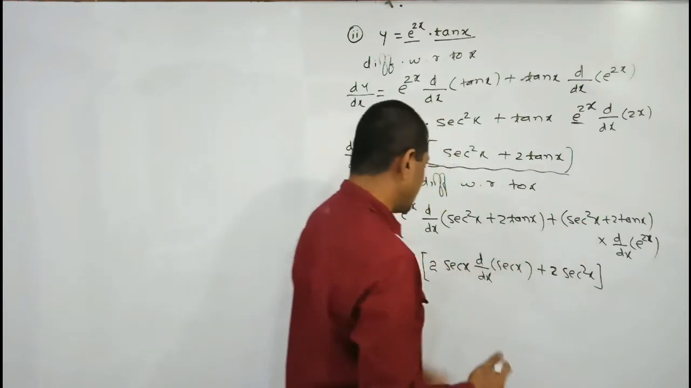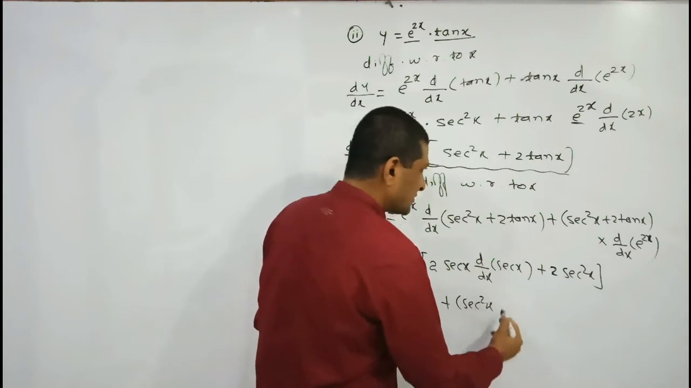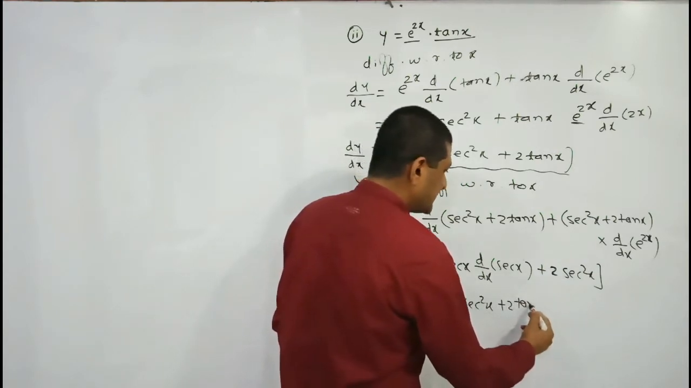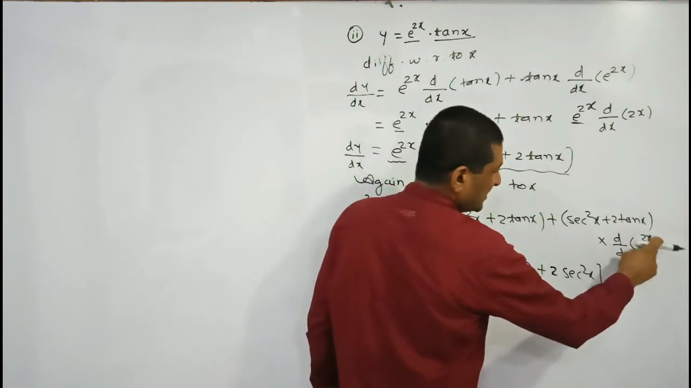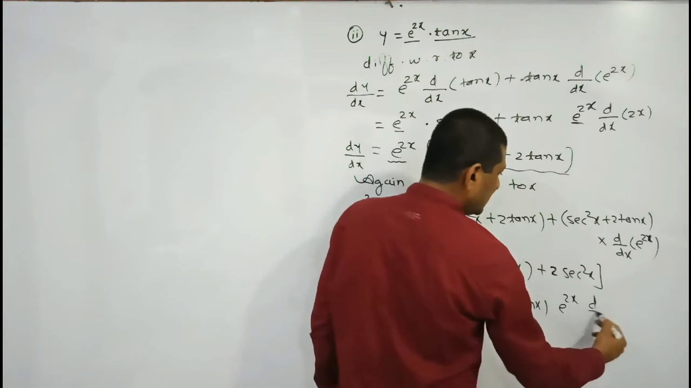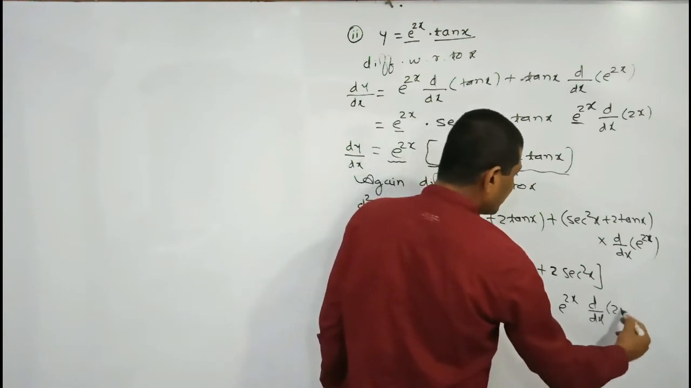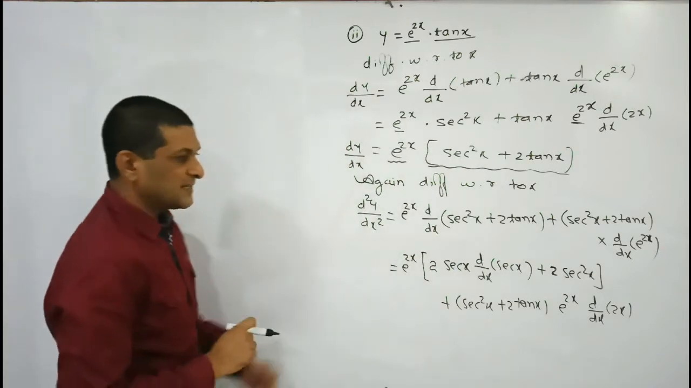Now here keep the second term as it is, means sec square x plus 2 tan x as it is, and into the derivative of e raised to power 2x, which is in the form of e raised to power f of x. So its derivative is e raised to power f of x into the derivative of f of x, where f of x is nothing but 2x. Now again let us simplify it.